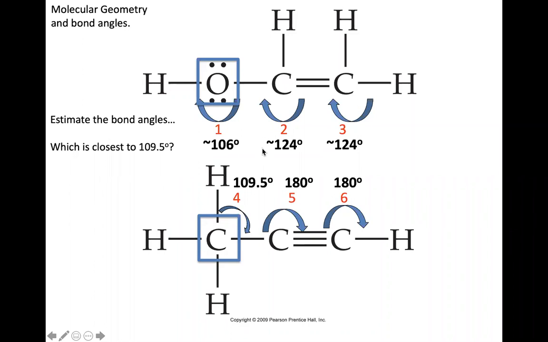The one that I'm most confident would have a value of around 109.5 is this one right here, because I see 4 electron domains. They're all bonds. My ideal tetrahedral has a value of 109.5. I think that's going to be my best example of one that's closest to 109.5.